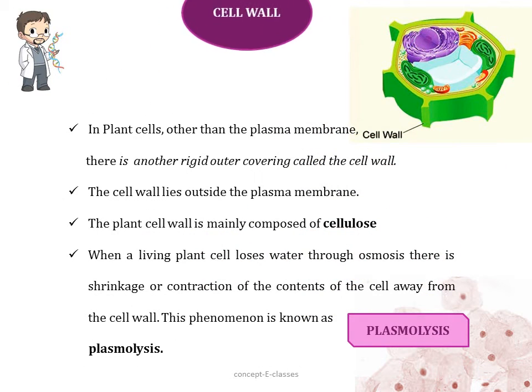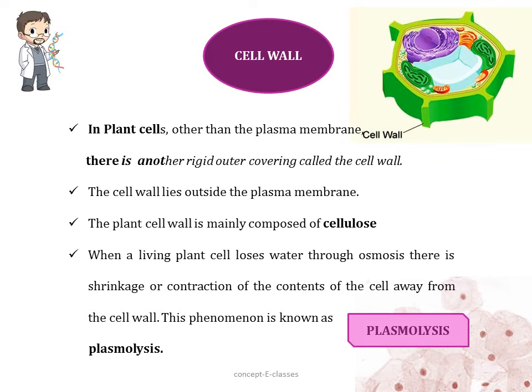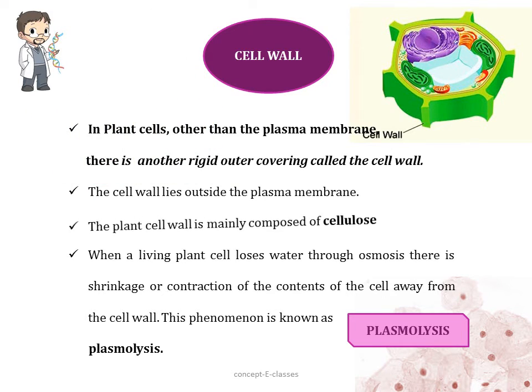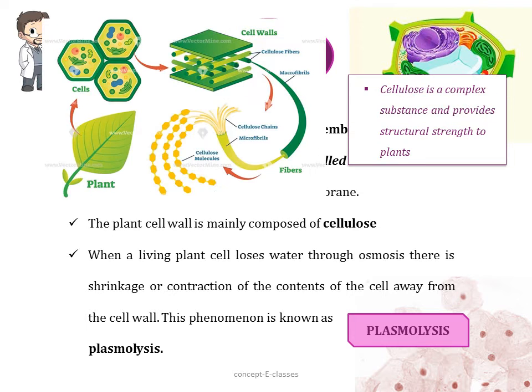Now let's see about cell walls. In plant cells, other than the plasma membrane, there is another rigid outer covering called the cell wall. The cell wall lies just outside the plasma membrane. If this is the plasma membrane, this yellow color is the cell wall. Now this plant cell wall is mainly composed of cellulose. Cellulose is a complex substance, and it provides structural strength to the plants.